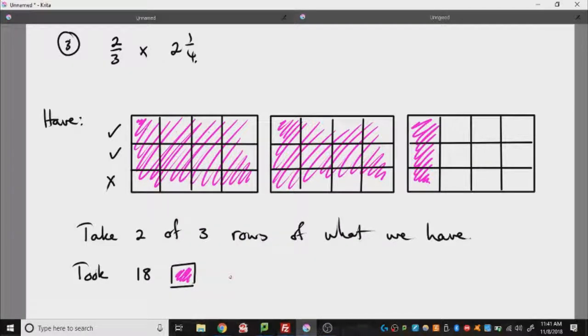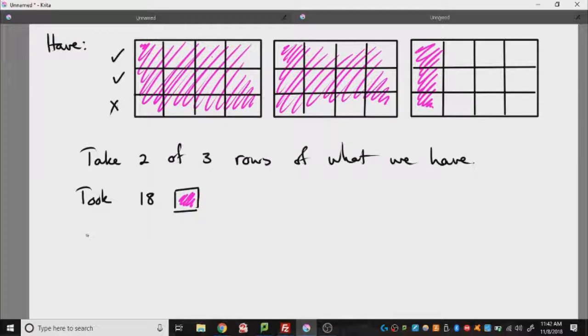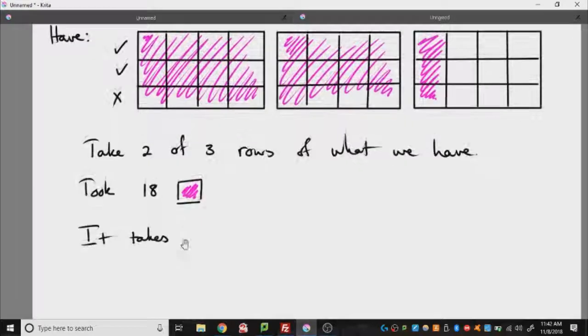The second number being a mixed number just means I have more to start with, so I'm going to end up with more. So now I just need to figure out what portion of a whole is this 18. So my sentence is, it takes, how many? Only 12. 12 pieces to make one whole rectangle.